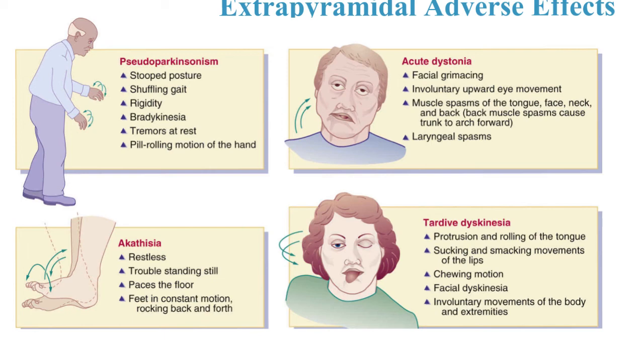They fit into this broad category of extrapyramidal adverse effects. They fit into further subcategories listed here: pseudo-Parkinsonism, acute dystonia, akathisia, and tardive dyskinesia. We'll talk about each one of those individually.